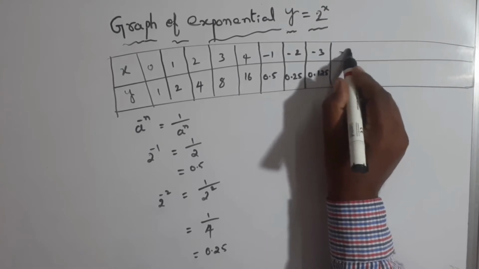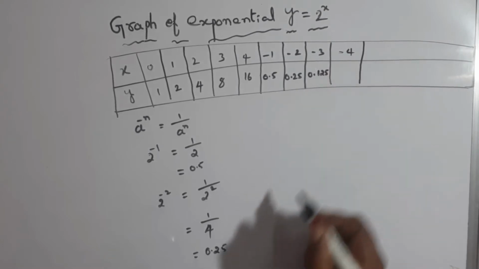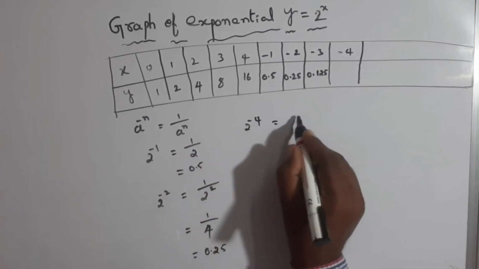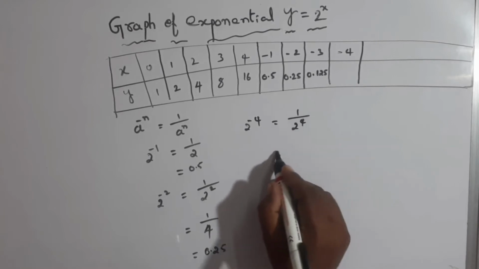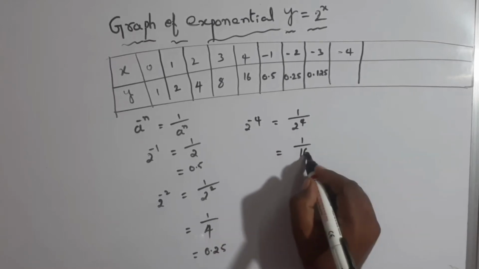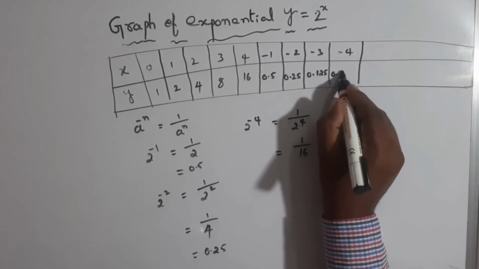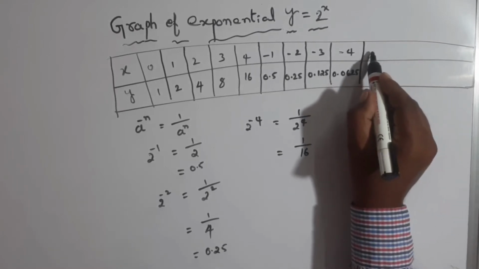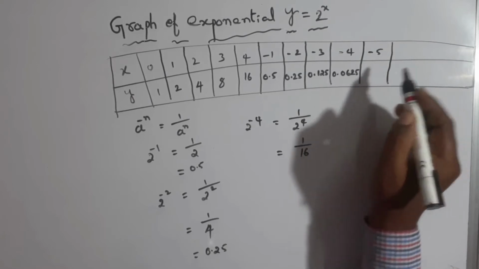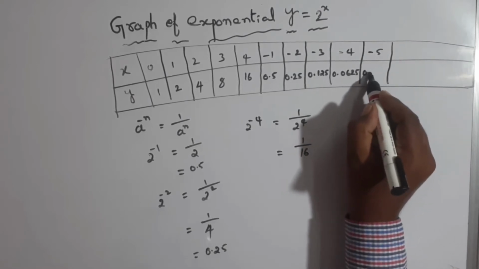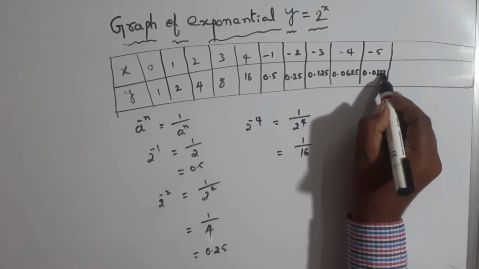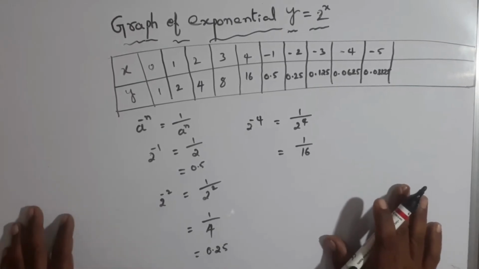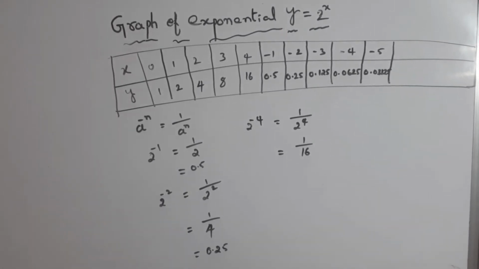So if x equals minus 4, 2 to the power of minus 4 equals 1 by 2 to the power of 4, that is 1 by 16. So 1 by 16, how much do you get? 0.0625. Okay, x equals minus 5, 1 by 32, that is 0.03125. You can take a number of values here, no problem. So by using these x and y values, let me draw a graph.